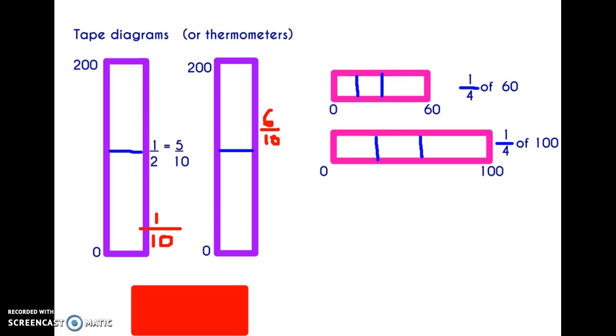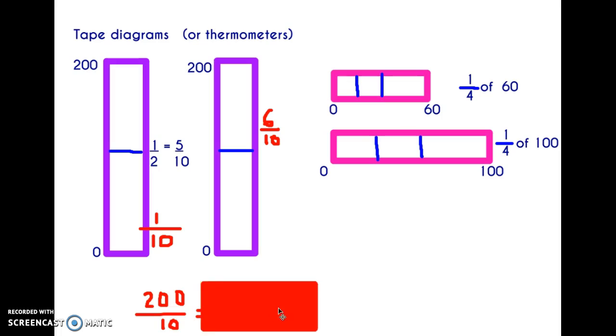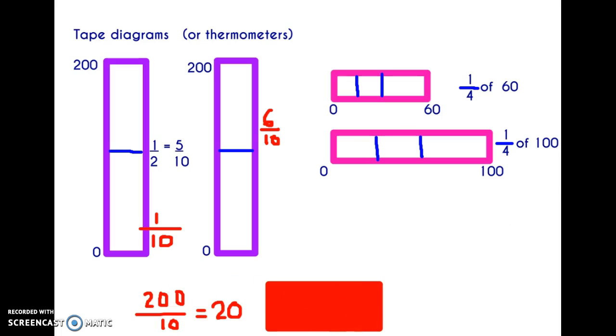Well, we could say, let's take 200 and divide it into 10 parts, and we'll figure out each part is equal to 20. So here's our 1/10 down here, and this would be 20. So if 1/10 is 20, then 2/10 about right here would be 40, and 3/10, 60, 80, and then here we are at 100, 5/10, and on and on.